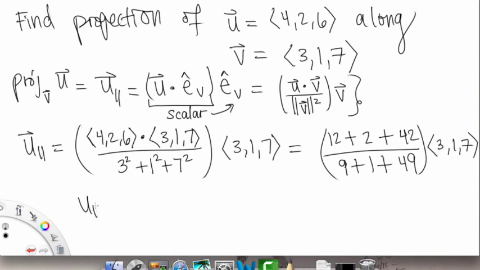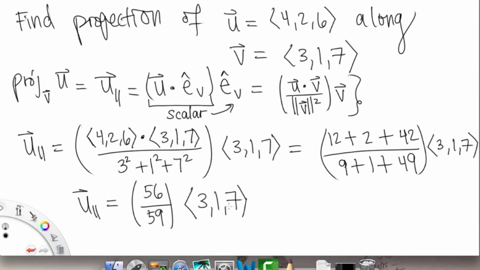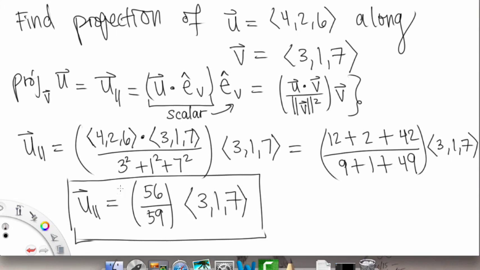If we continue, on the top we're going to have 14 plus 42. So that's going to turn out to be 56, and this is over 59. And then we have 3, 1, 7. If you'd like to, you can factor those, or distribute those in, but I'm just going to leave it here. And this is our projection of u onto v, or along v.